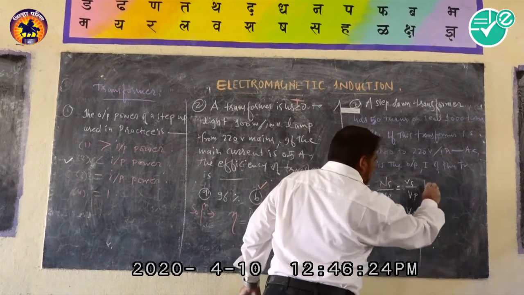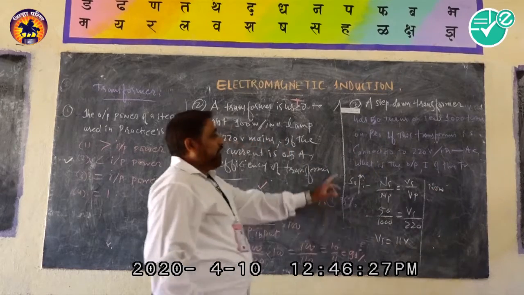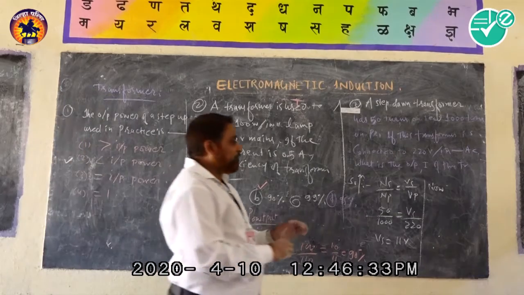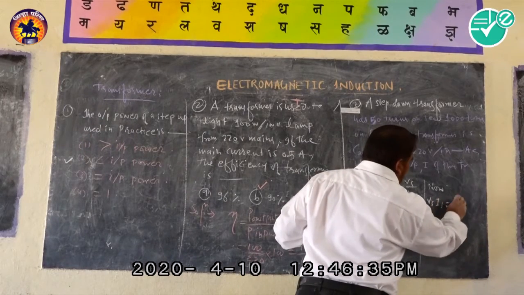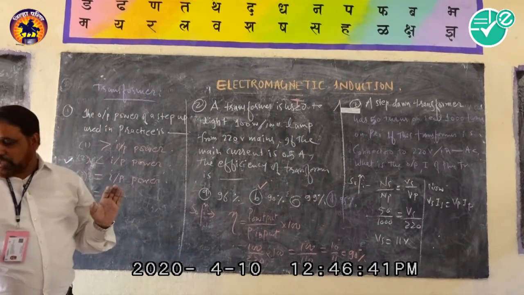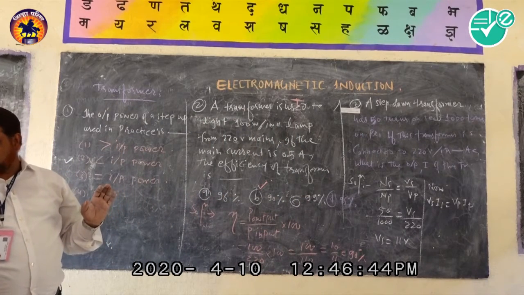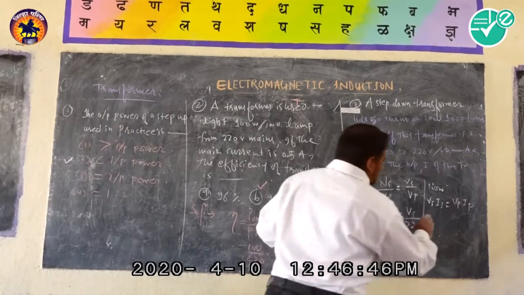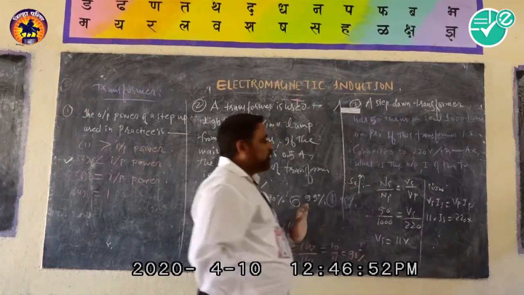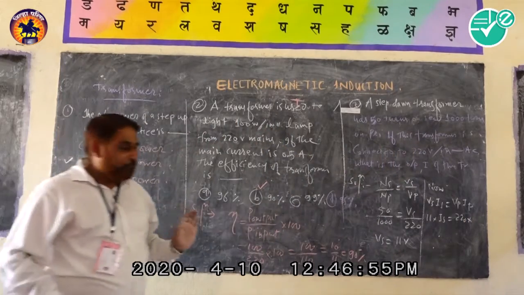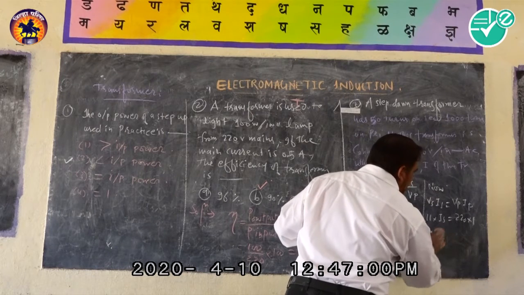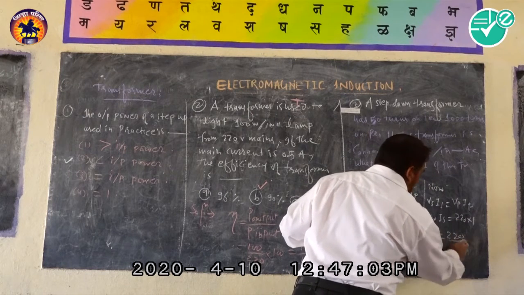And now this is not over. Again, what is the output current we have been asked? So Vs Is is equal to Vp Ip. We are interested to find the value of Is. So 11 into Is is equal to 220 into the primary current, which is 1. So in this way, Is will be equal to 220 divided by 11.